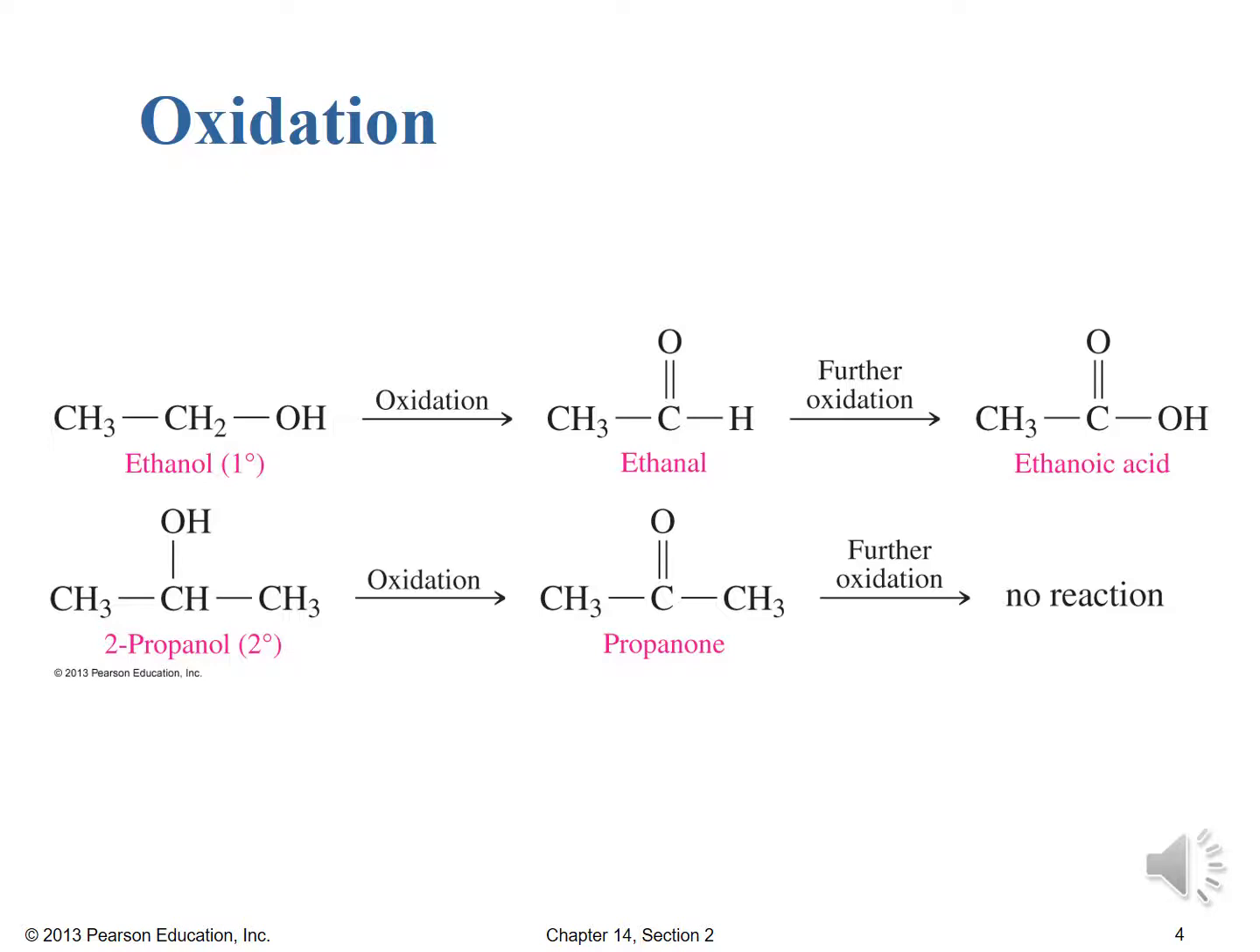to carboxylic acid oxidation. If we look down below, we have now 2-propanol, a secondary alcohol, and we can oxidize that up to propanone, but we don't typically see any further oxidation because the oxidizing agents we would use wouldn't be able to oxidize it further. It's got carbon-carbon bonds on either side of that carbonyl, and it's not prone to oxidation like the aldehyde, which has that carbon-hydrogen bond that can be oxidized to a carboxylic acid.